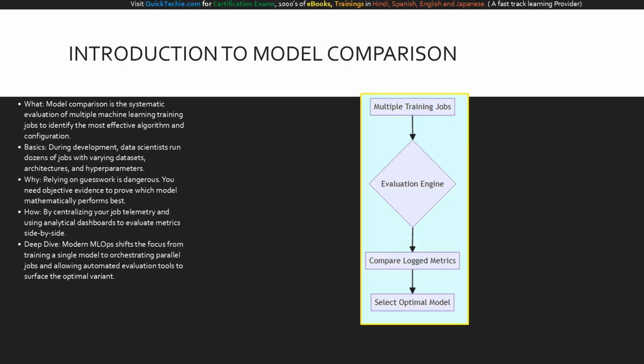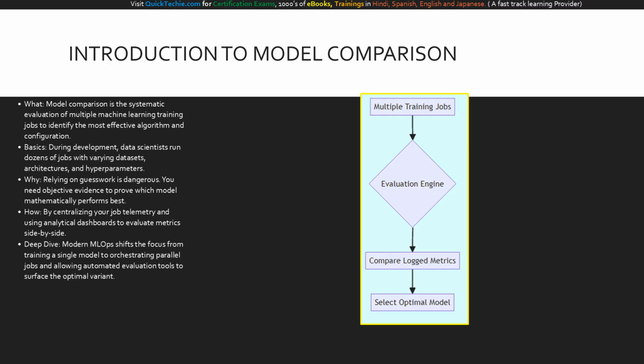In a real-world scenario, you rarely train just one model. You experiment. You run dozens, maybe hundreds, of training jobs, tweaking algorithms and hyperparameters. But how do you know which one actually won? That is where systematic model comparison comes in. We do this because guesswork in data science is unacceptable. We need hard, objective evidence to prove a model's effectiveness before it ever touches production.